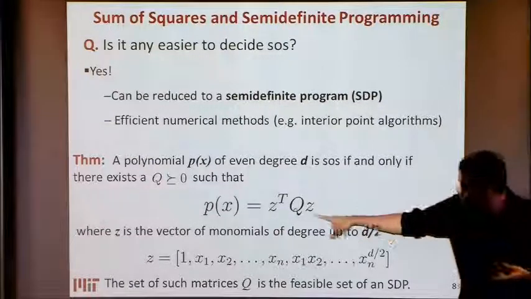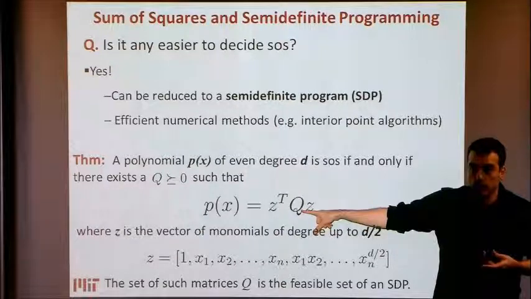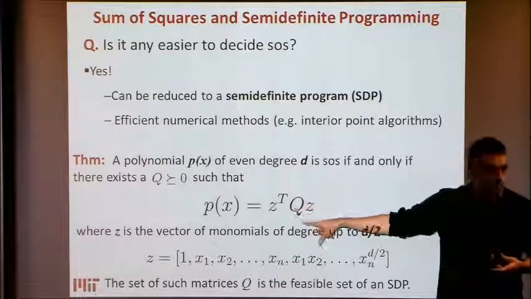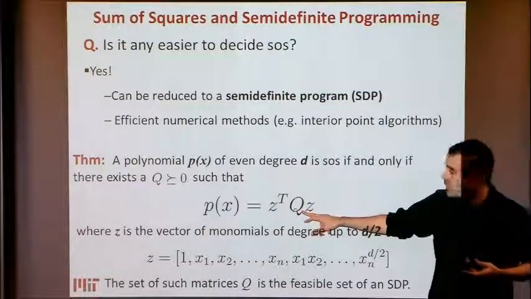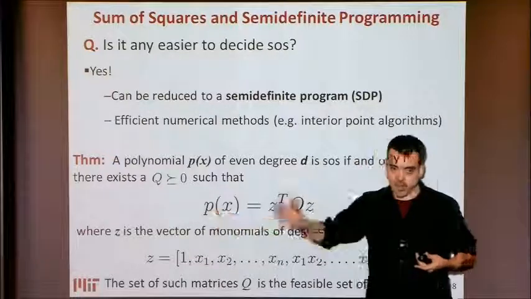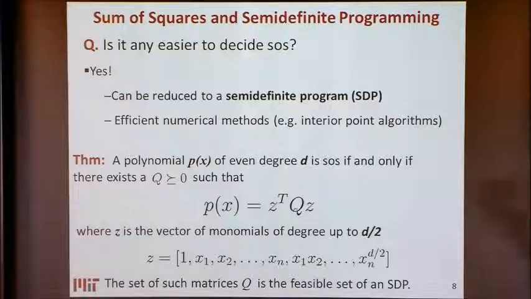What are the coefficients on this side? They're just linear expressions of the coefficients of Q. So somehow the identity between these two things, they're just linear equations between the Q sub ij's in here and the coefficients of P. That defines a subspace. If I want to find whether this is true or not, I have to find a positive semi-definite matrix on that subspace. So this is exactly a semi-definite problem.